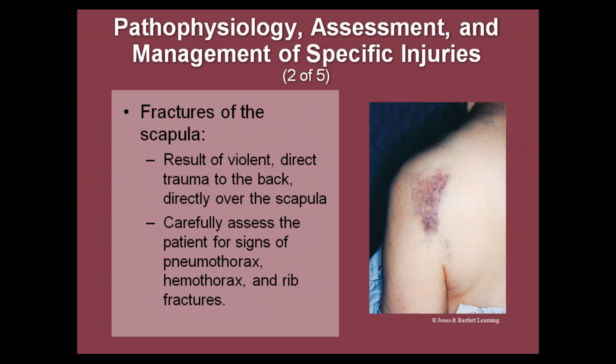The scapula, like I said, it's usually as a result of violent direct trauma to the back directly over the scapula. You want to carefully assess the patient for signs of pneumothorax, because if they had a significant amount of trauma to that scapula, they potentially have some underlying damage below that to the ribs or even into their thoracic cavity.